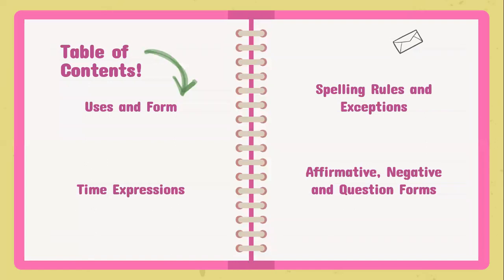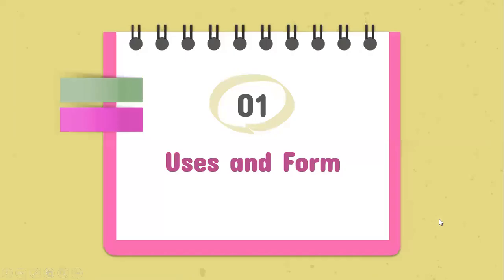Here's the table of contents. This lecture will cover the uses, which means when do I use the present progressive tense, the form of it, which means how do I form it, time expressions we use to express the time in which the action took place in the present progressive tense, some spelling rules and exceptions we need to know in the present progressive tense, and sentences in the present progressive tense written in the affirmative, negative, and question forms.